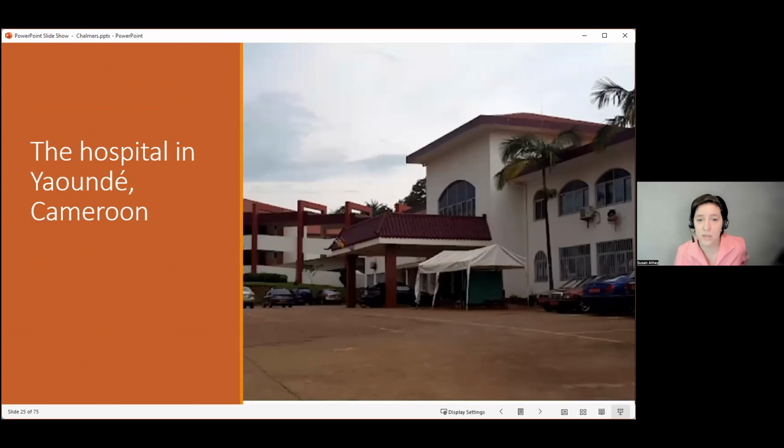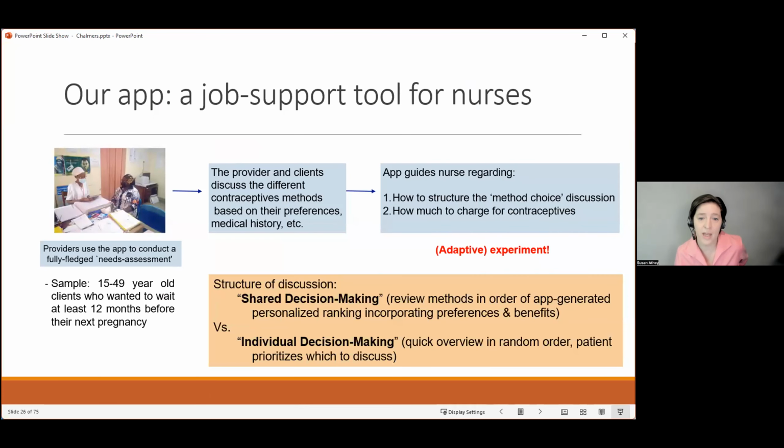The hospital is in Cameroon. In this project we deploy a tablet application that guides nurses through both how to structure the choice of contraceptives as well as how much to charge. For operational reasons, we couldn't actually test tablet application versus no tablet application. So all the nurses are going to use the tablet application.